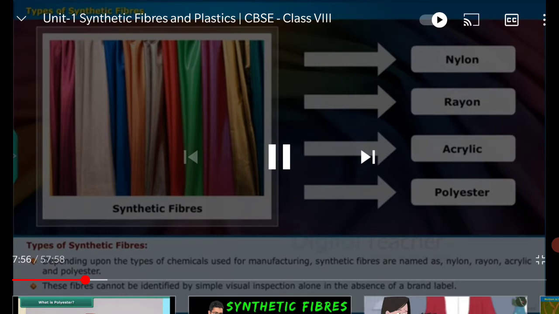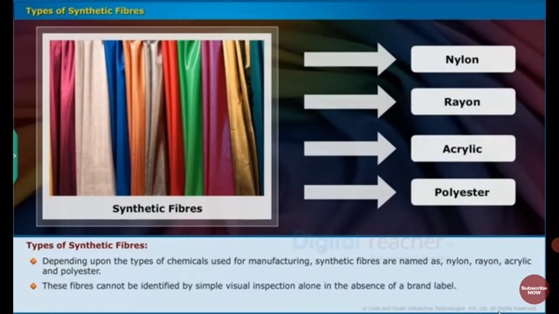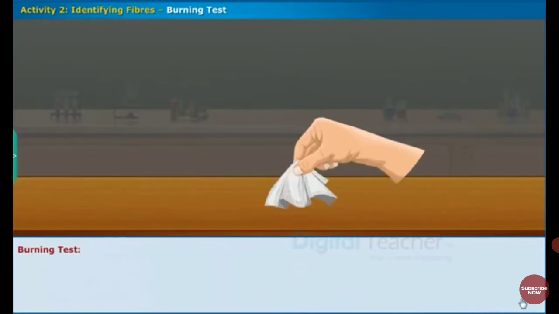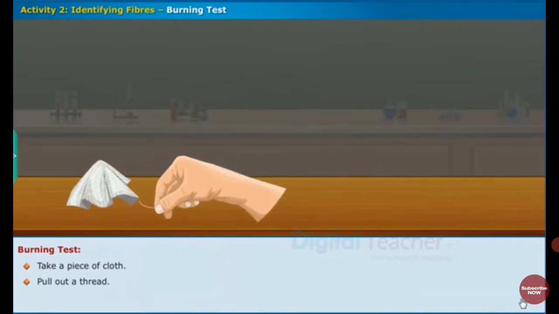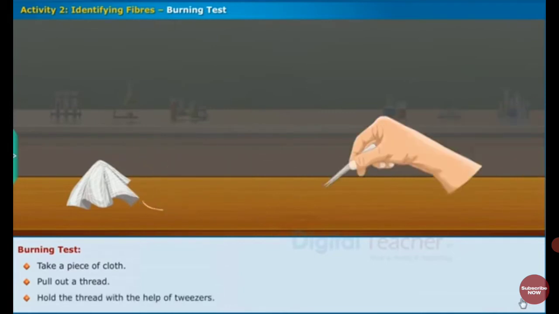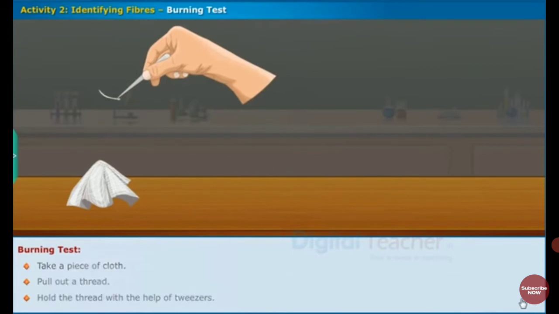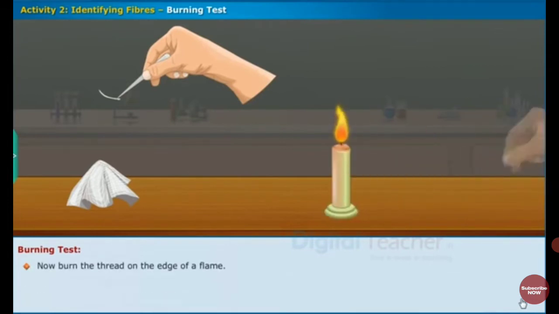Fibers cannot be identified by simple visual inspection alone in the absence of a brand label. But we can identify these fibers with a fiber burning test. Here, we can perform a simple activity to identify the synthetic fibers. Take a piece of cloth. Pull out a thread. Hold the thread with the help of tweezers. Now, burn the thread on the edge of a flame.